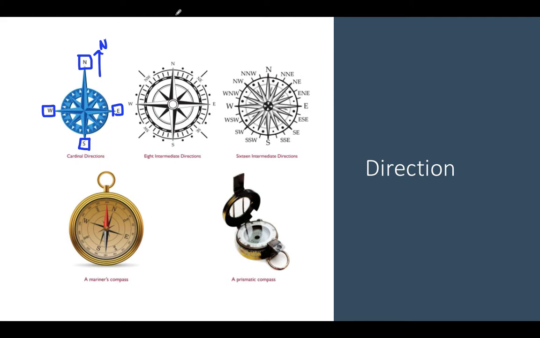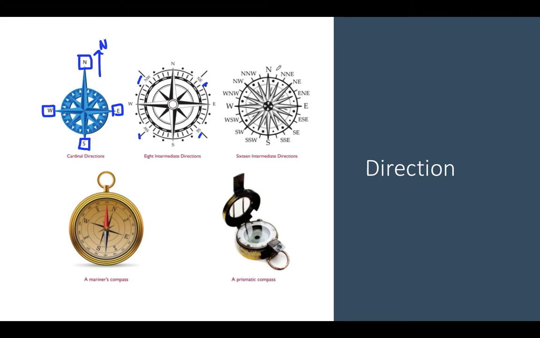The 4 cardinal directions can be further divided into 8 intermediate directions. Here you can see the 8 intermediate directions. These are northeast, southeast, southwest, northwest. Before there were 4, now we add 4 more, which means 8 intermediate directions. And they can be further subdivided into 16 directions.